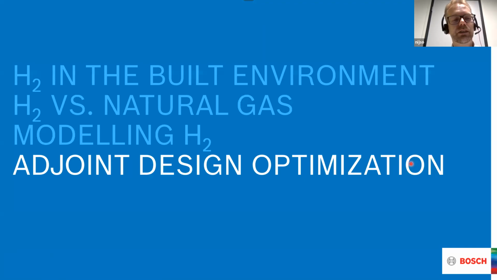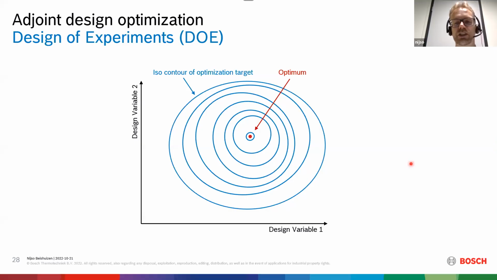Now, I would like to go into the very interesting topic of adjoint design optimization. So now we have all these simulation tools available. We would like to use these tools to analyze and optimize combustion appliances. So what options do we have available?